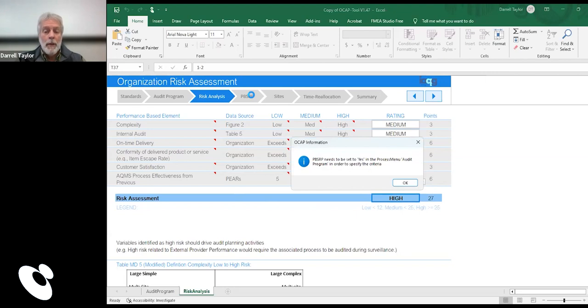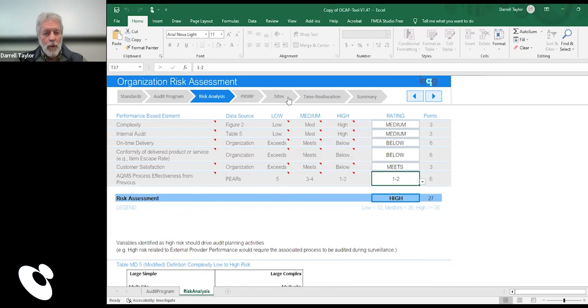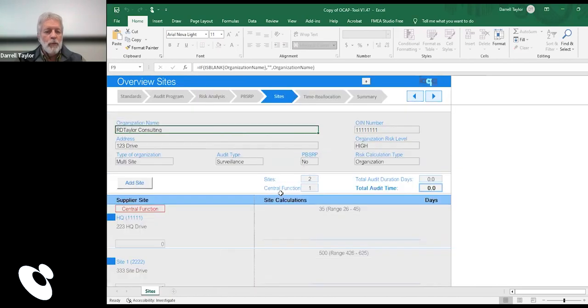PBSRP, you'll notice here, it said no. You did not check that off. If you're going to have PBSRP, you're going to come back here to the audit program and click that off and add that in. So, little mistake proofing in the process here. So let me jump to the sites.